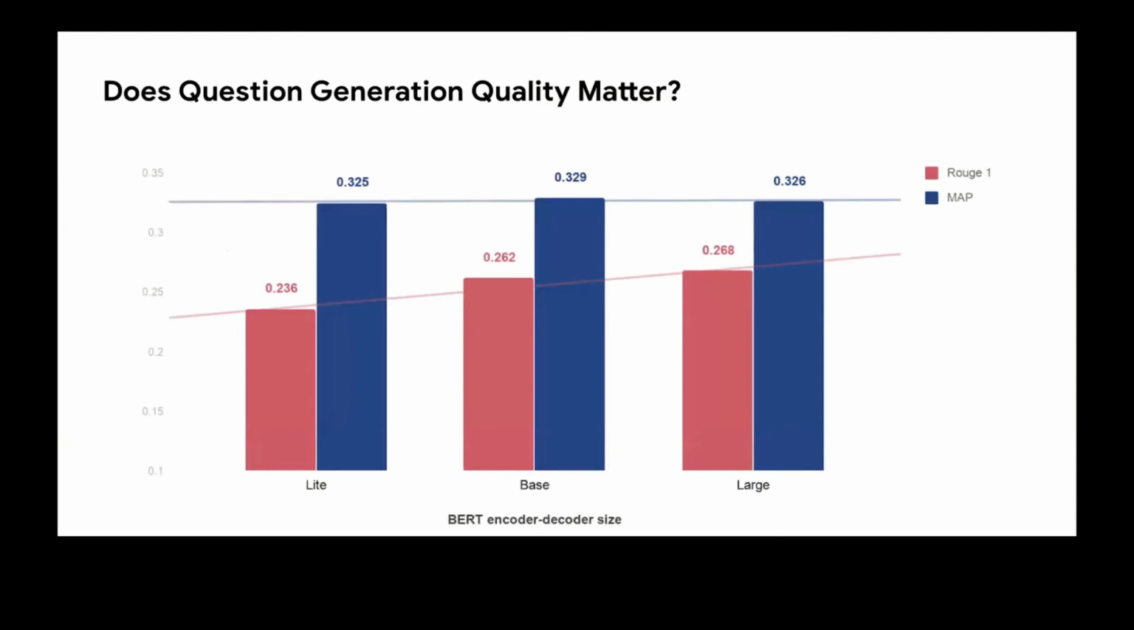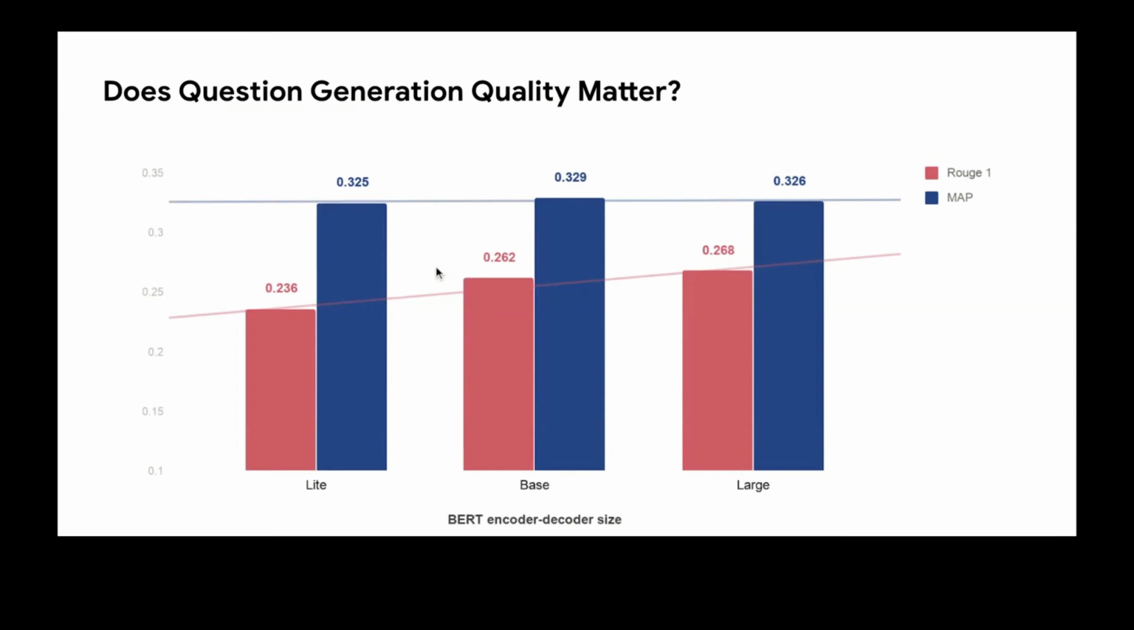Okay, in terms of synthetic data quality, does the quality of generation actually matter? So we tried larger and larger encoder-decoders, in terms of number of parameters, and we can see in the pink bars here that our ability to generate questions got better. That's what this is measuring. The blue bar here is how well we did on retrieval quality. And we can see that while we were able to do better at generating questions, retrieval didn't really improve.